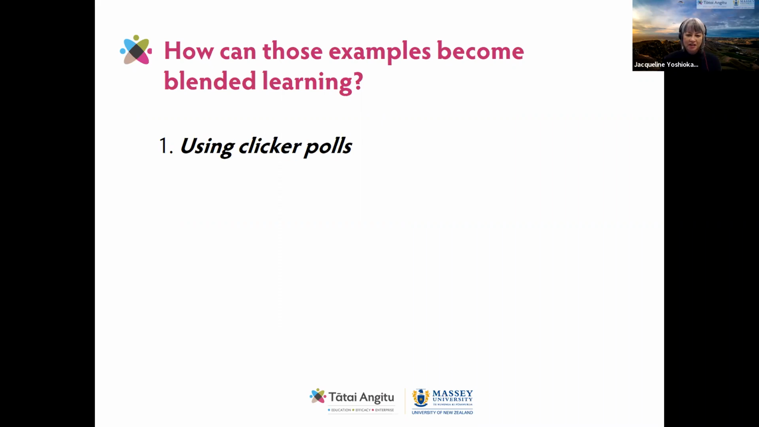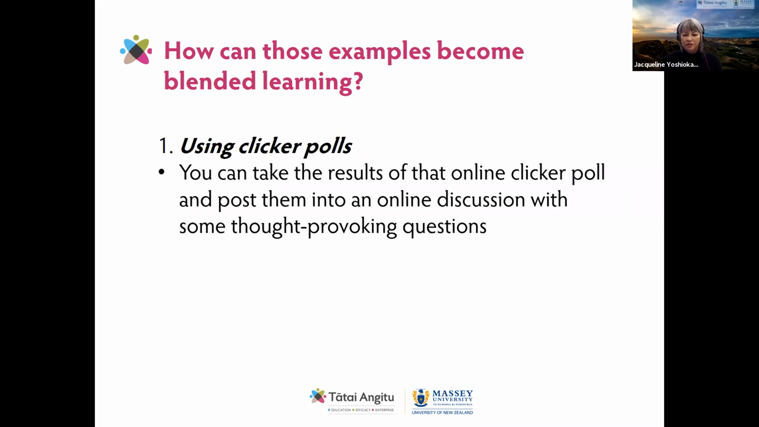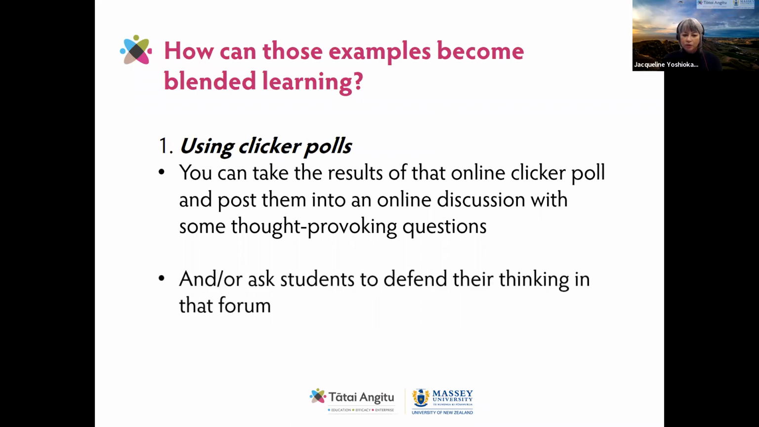We can actually take those two tasks and turn them into blended learning. The first one, using clicker polls. You can take the results of that online clicker poll and post them into online discussions with some thought-provoking questions. Or you can ask students to defend their thinking in that same forum. So when students are defending their thinking in an online forum with their peers, it will deepen their learning process and also encourage collaboration with their peers.